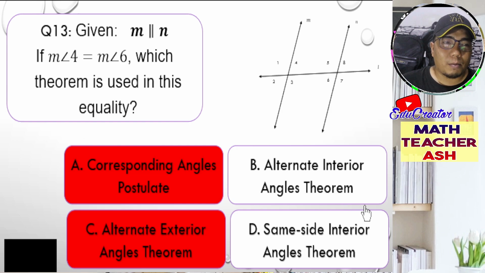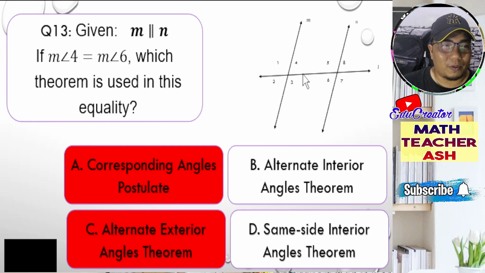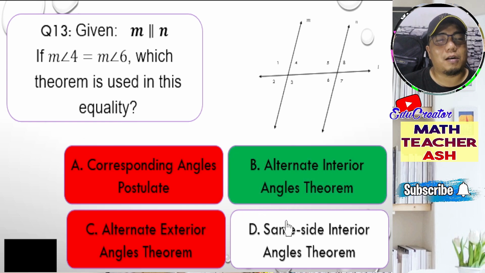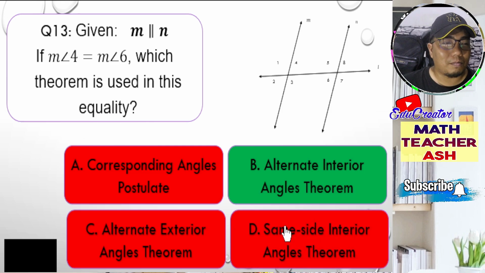When we talk about same side interior angles, it means that they are lying on the same side. However, we are talking about this one. As you can see, they are alternate, inside this parallel lines cut by a transversal. So therefore, the correct answer for this question is letter B. Alright, so I hope you got that one, my dear math learners.